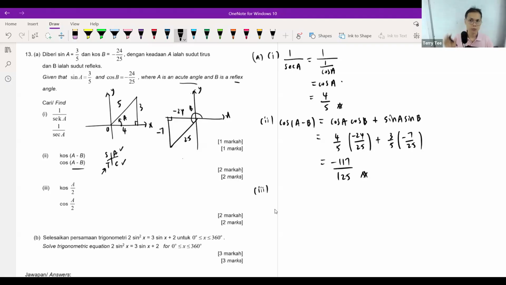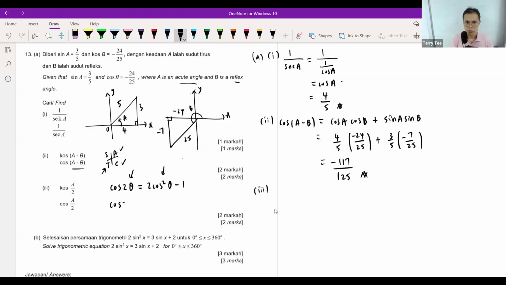We cannot use the formula for sine. We cannot use the formula for tangent, only for cos. The reason being, cos 2 theta has only two variables. For example, cos 2 theta equals 2 cos square theta minus 1. This is one variable, this is another variable. So if you know one, you can find the other, right?